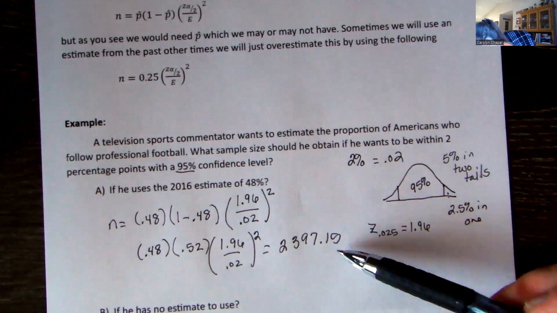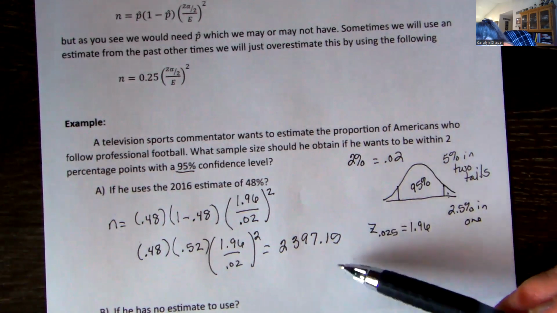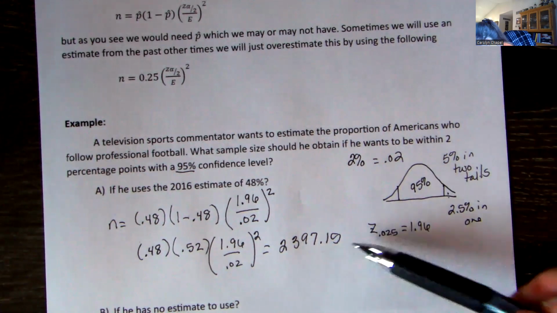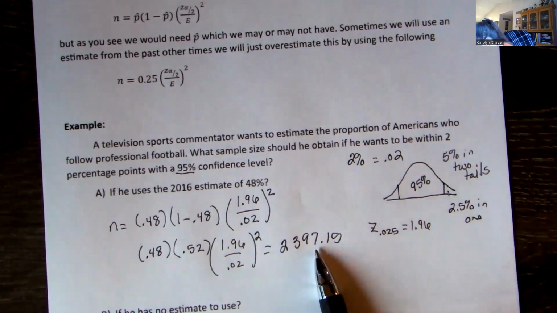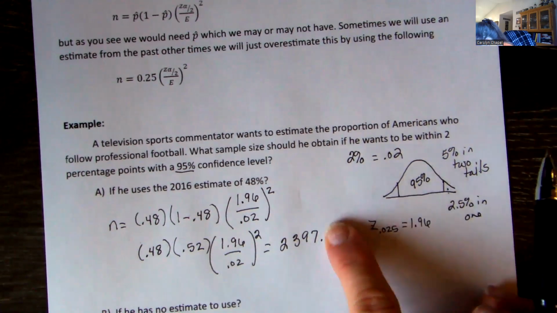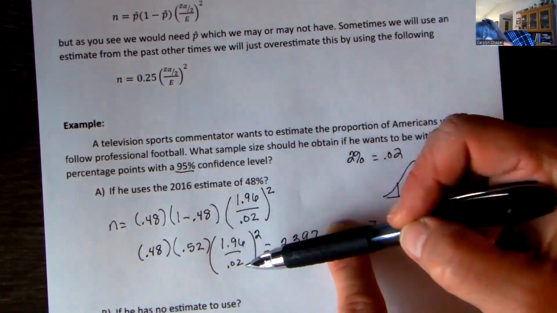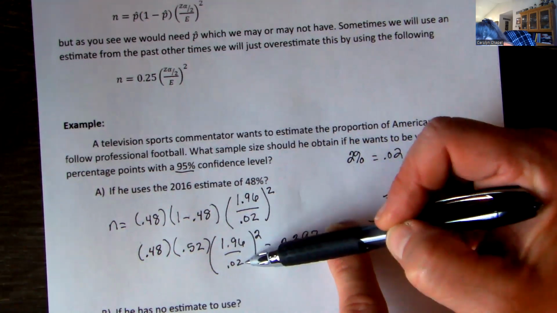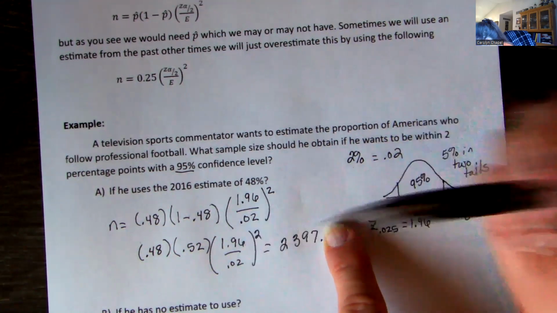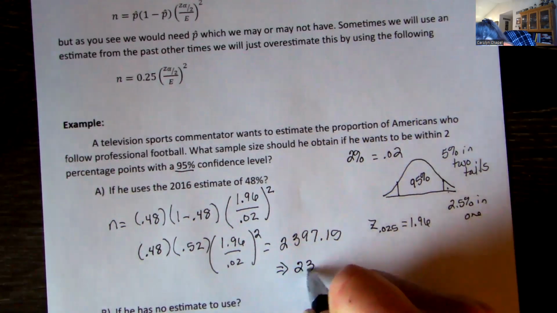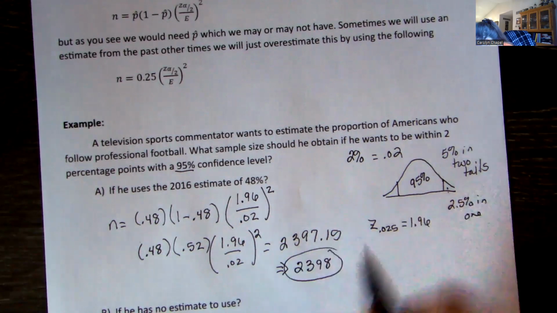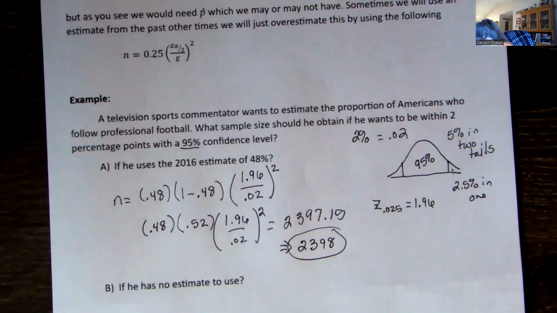However, n stands for sample size. We cannot have partial people. To make sure that these things happen, we want to make sure that we have at least this number. So in order to have full people, we have to go larger. If I went to that, I wouldn't quite get that 2%, or I wouldn't quite get the 95% confidence. So I want to go rounding up. That 2398 is how many people I'd want to go get.